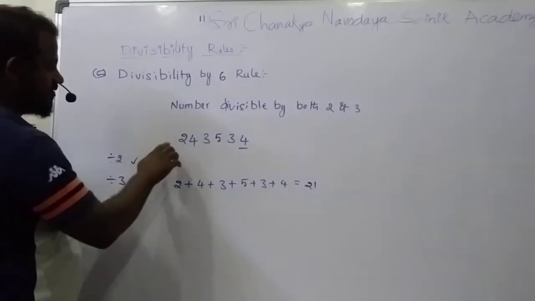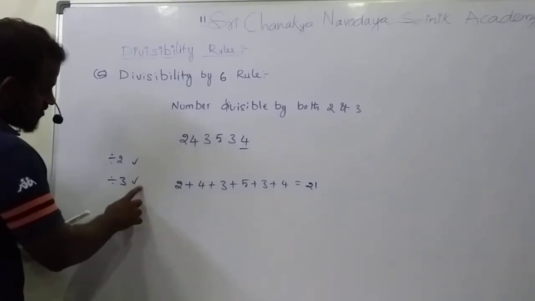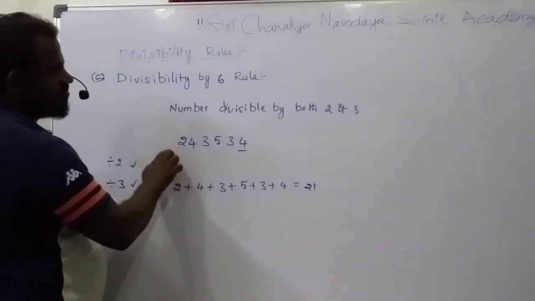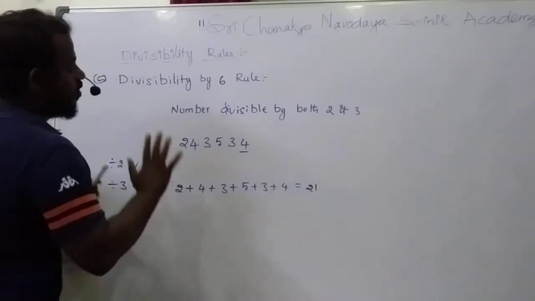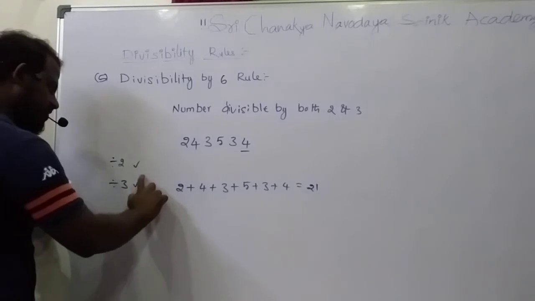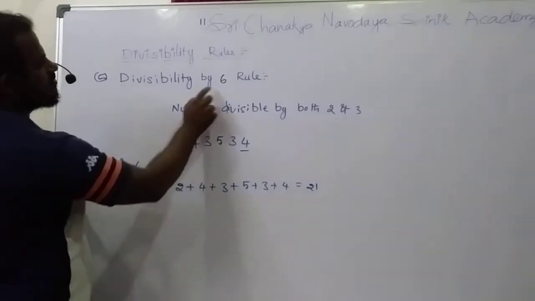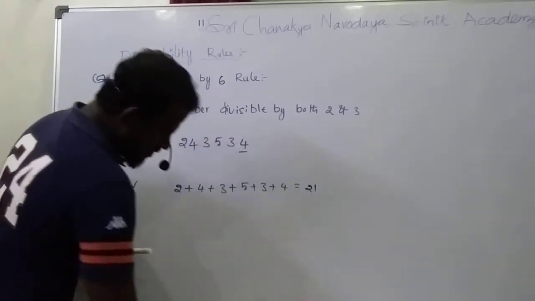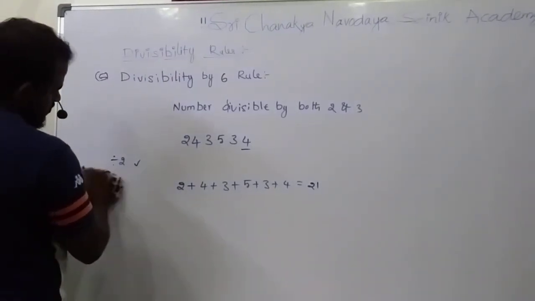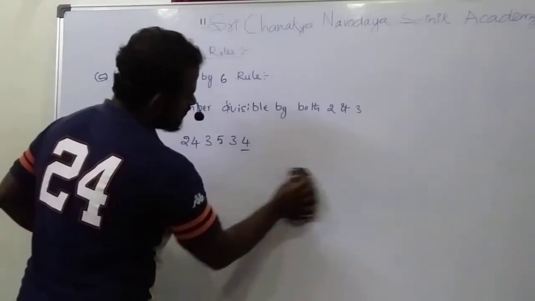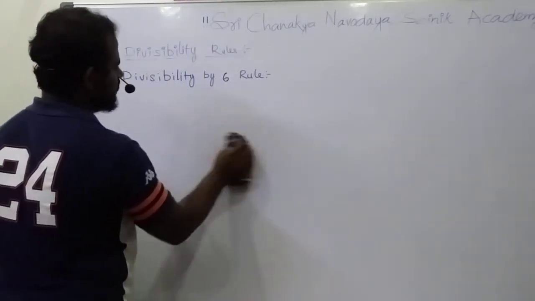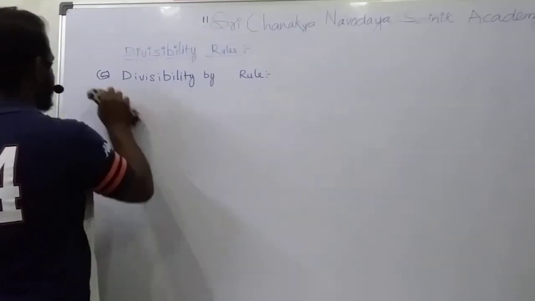In another case, if the given number is divisible by 3 but not divisible by 2, in that case also we will say the given number is not divisible by 6. Only when the given number is divisible by both 2 and 3, then only we will say this number is divisible by 6. So this is about the divisibility by 6 rule. Next divisibility rule is divisibility by 8.